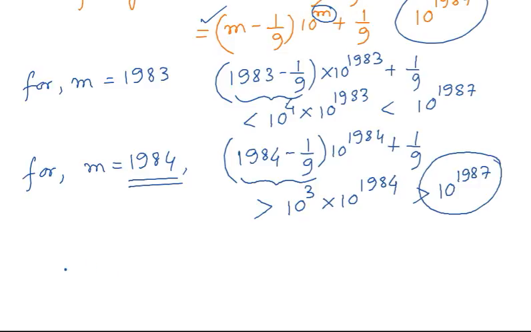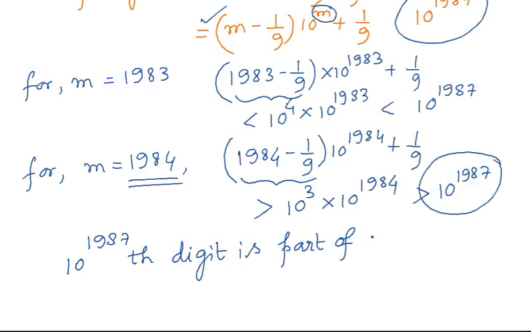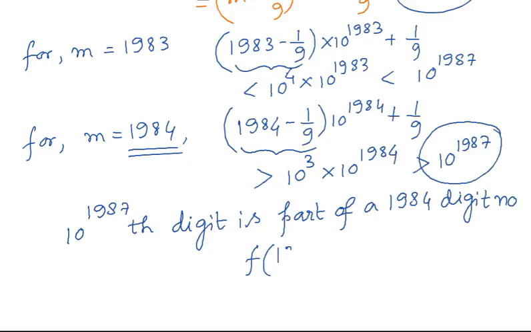So we can say safely that the 10 to the power 1987th digit is definitely going to be part of a 1984 digit number. So our answer is going to be f of 10 to the power 1987 is equal to 1984.